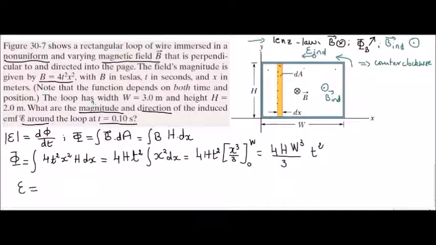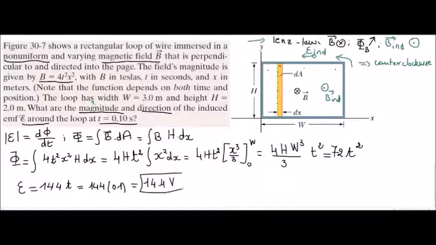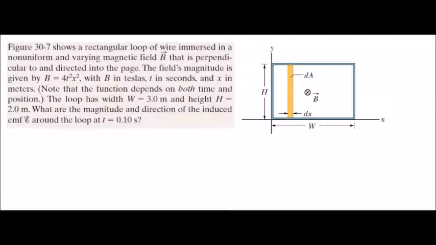If you replace h and w with their values, you get 72 t squared. Now the EMF is the derivative of the flux, so I derive that and get 144 t. Now we need the EMF at t equals 0.1, so you replace that, and you get an EMF of 14.4 volts. So that's the magnitude, that's the direction, and that's the solution of this problem. Let's say we don't have this hint of this element area.